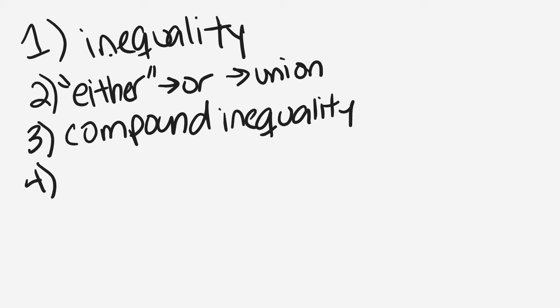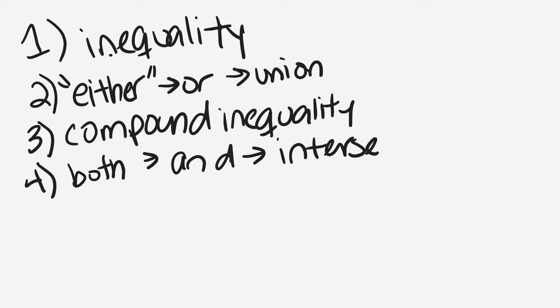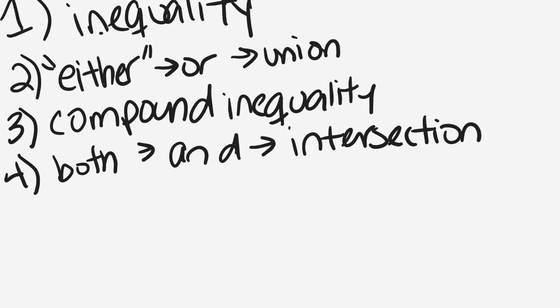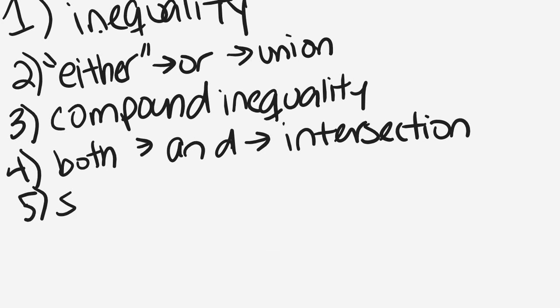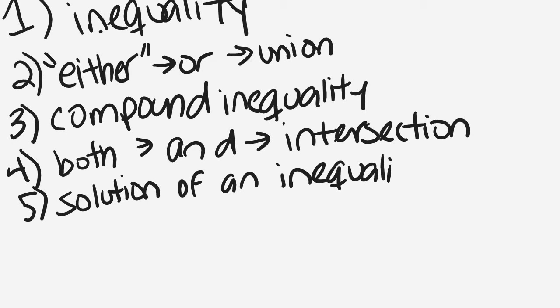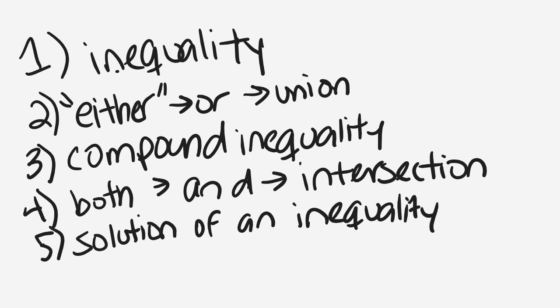The numbers that are solutions to both inequalities of a compound inequality is the... The keyword there is both, which tells us and, and when we think and, we think intersection. And then the last one, number 5: any value that makes the inequality true is a solution. Right, so that is it for the vocab section. Let's go into 2.1.